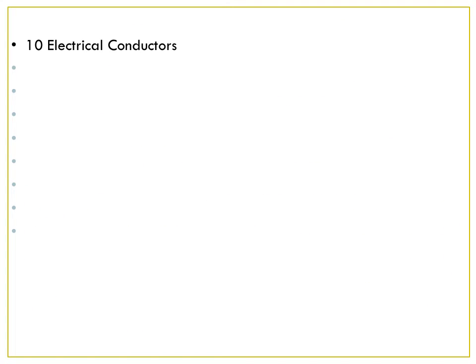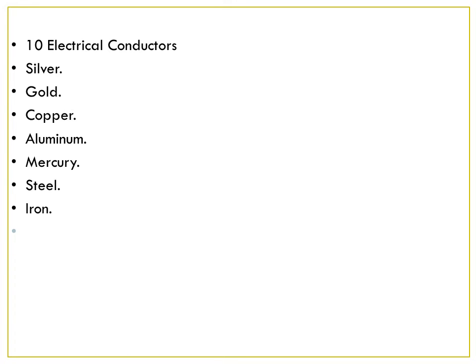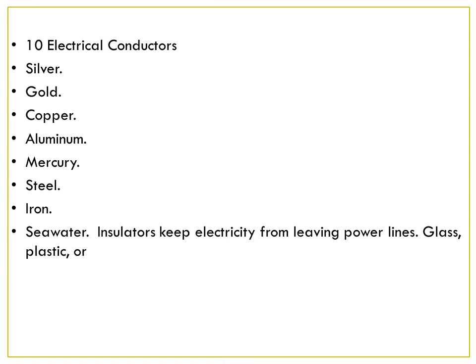Ten electrical conductors are silver, gold, copper, steel, sea water, aluminium, mercury, iron. And insulators are what keep the electricity from leaving power lines. Glass, plastic or ceramic insulators high up on power poles keep electricity from traveling down the pole to the ground. Rubber or plastic insulation around the cords keeps the electricity in the wires and prevents people from getting a shock.